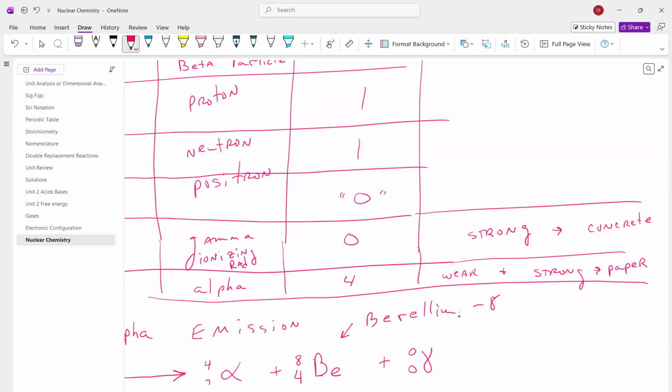So a lot of fallout shelters defend against gamma radiation. They usually use concrete. The more dense the material, the better. Also, they use lead. Lead's a lot more expensive than concrete, so they usually use concrete.